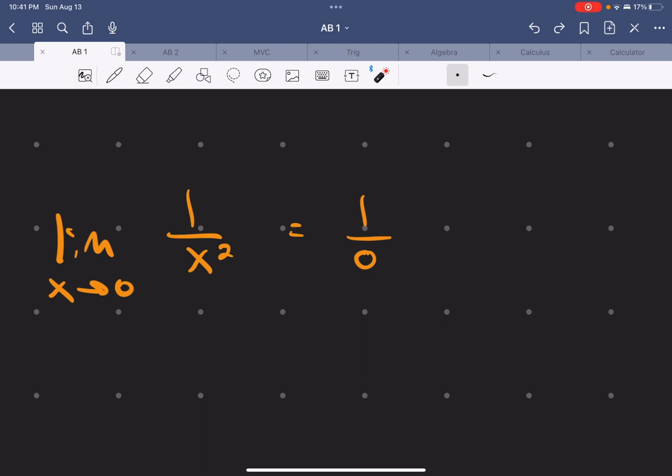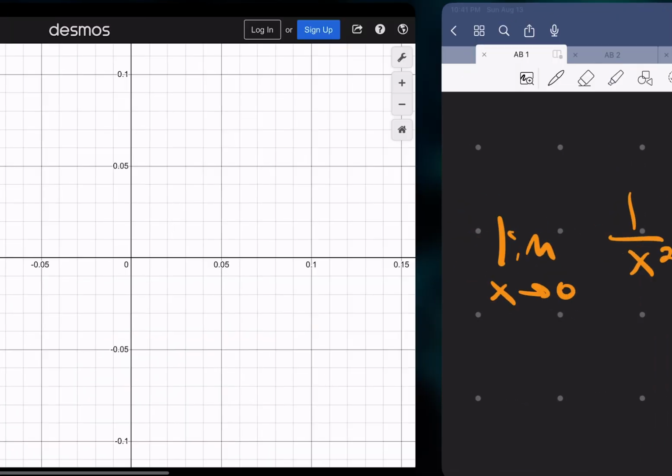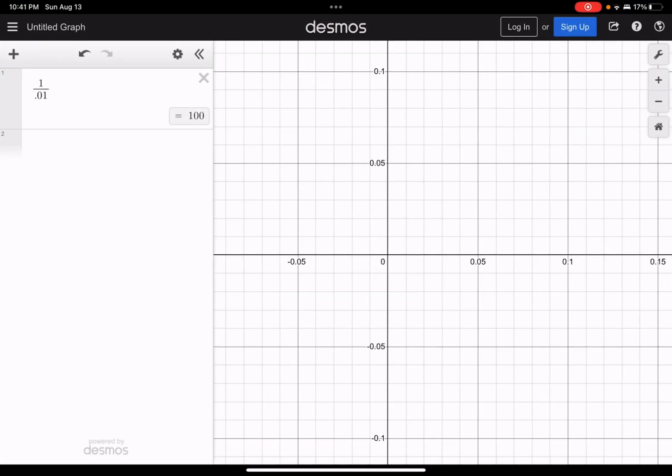But really what we're looking for is a limit. So we don't want to evaluate this at exactly 0. We just want to know what's going on as it gets close to 0. So let's go over to Desmos and see what's going on. So I've got 1 divided by a small number. So 1 divided by 0.01, that's pretty close to 0, right?